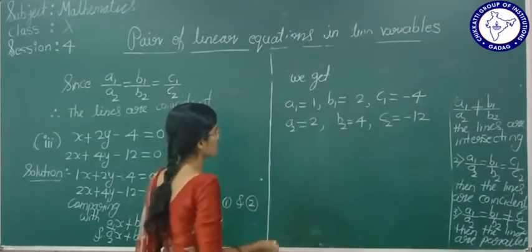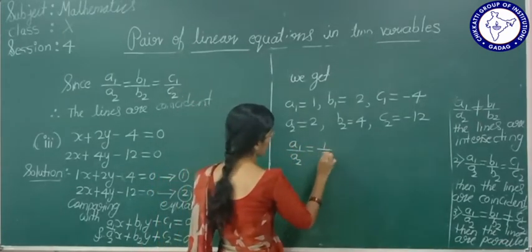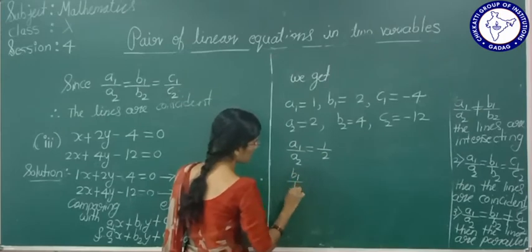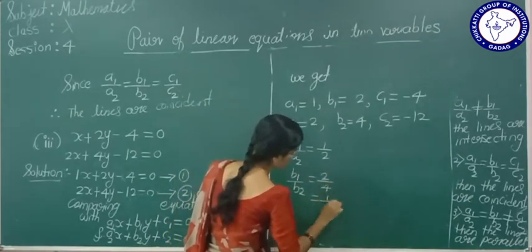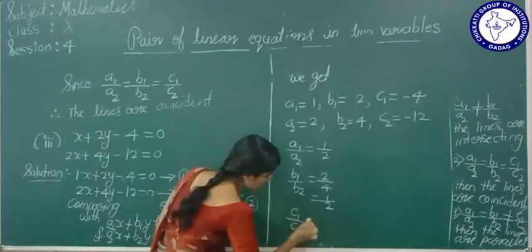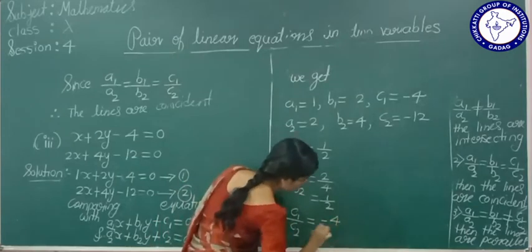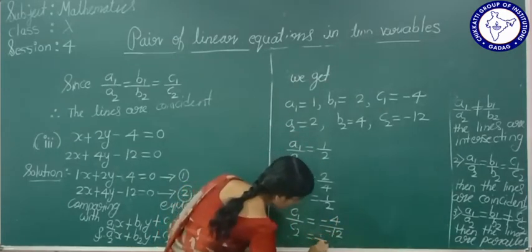Okay, we will compare the ratios. a1 by a2 is 1 by 2. b1 by b2 is 2 by 4. What is 2 by 4? 2 by 4 is 1 by 2. c1 by c2 is minus 4 by minus 12. It is 1 by 3.